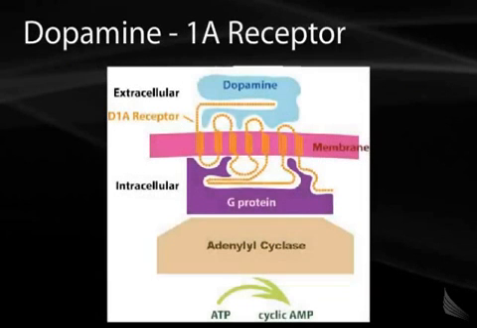Here's an example of the dopamine 1A receptor, which after binding dopamine, the receptor is able to activate a G protein, which is a GTP binding protein. If the G protein is Gs, then it activates adenylyl cyclase, which is able to activate the conversion of ATP to cyclic AMP, which can go on to have other effects, X, Y, Z, in the cell.